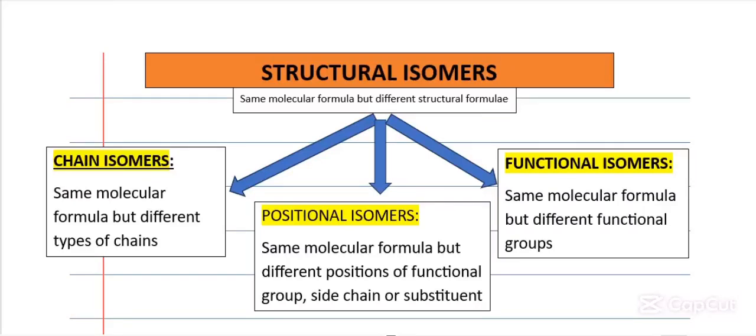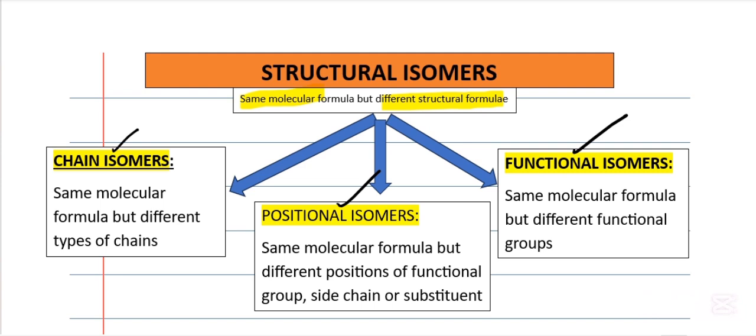In the previous video, we were doing the structural isomers. So we did the structural isomer, certifying again by saying they have the same molecular formula but different structural formula. So we have isomers at Grade 12: we have a chain isomer, a positional isomer, and a functional isomer.